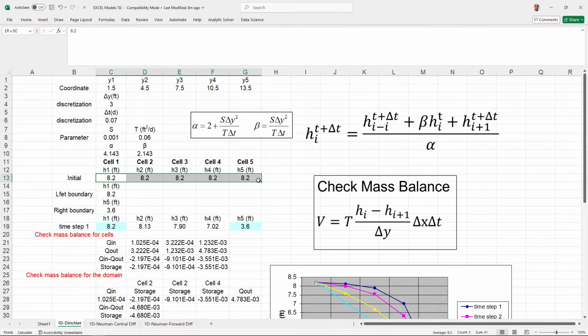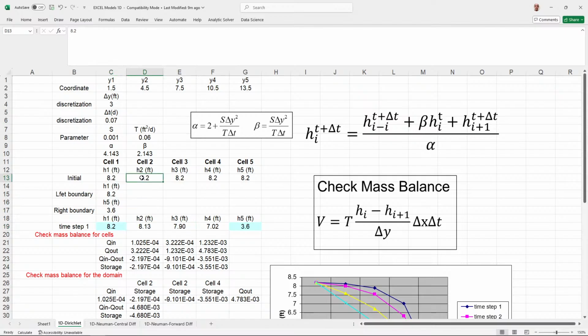This is my initial condition, we start at 8.2. My boundary condition on the left is 8.2 and on the right is 3.6. And now I want to estimate the head at H2, H3, H4. So how to do this? Basically, here is the equation that you have. So H2 would be equal to what? It would be equal to this value plus this value plus this value, which is unknown.